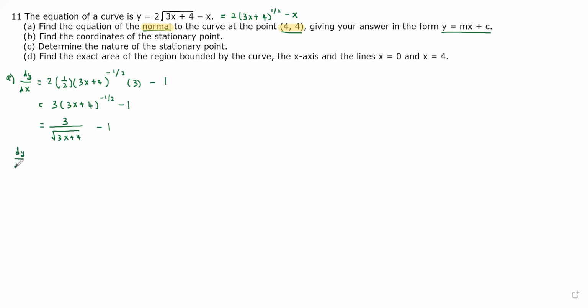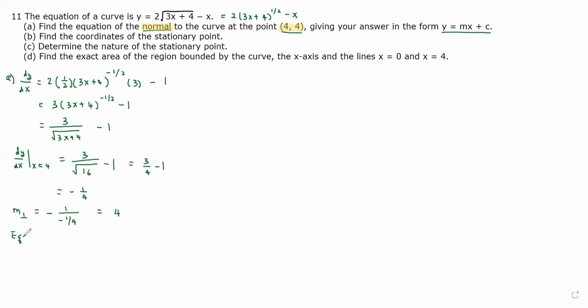We find the slope of the tangent line first, dy/dx when x is 4. That will give us 3 over square root of, when x is replaced with 4, 12 plus 4, which is 16, minus 1. So 3 over 4 minus 1, and dy/dx is negative 1 over 4. The slope of the normal line that we want is the negative reciprocal of this. We have negative 1 over 4, and that will give us a value of 4.